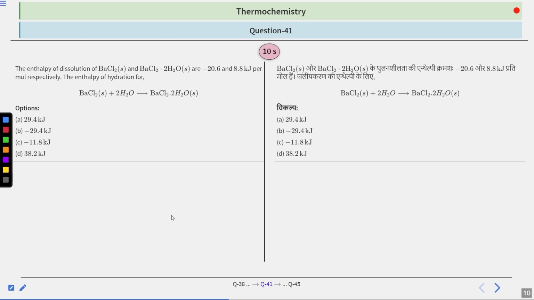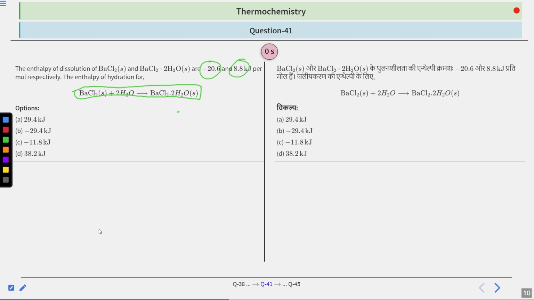Now how will we solve it? The hint for this question is that for this process to occur, 2 steps can be individually written such that you can involve this value and this value. Then you can simply use Hess's law to find the answer. I think this much hint is more than enough to solve this question. Your time starts now. So your time is up.